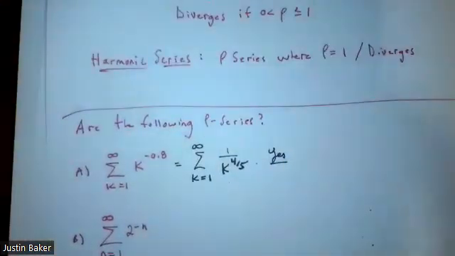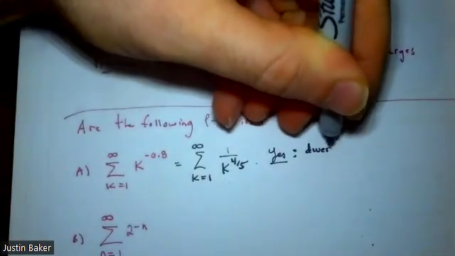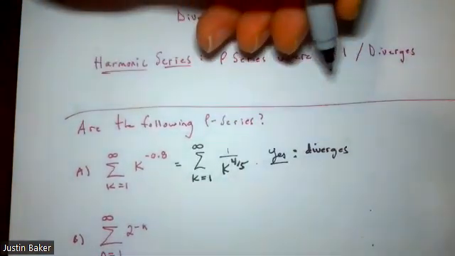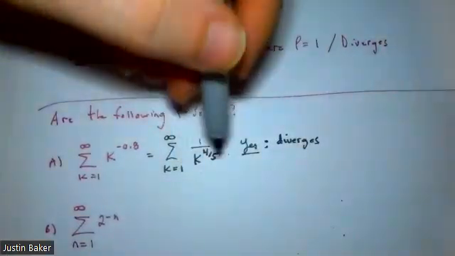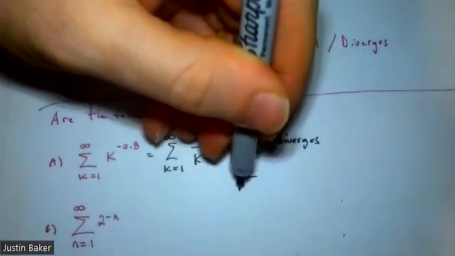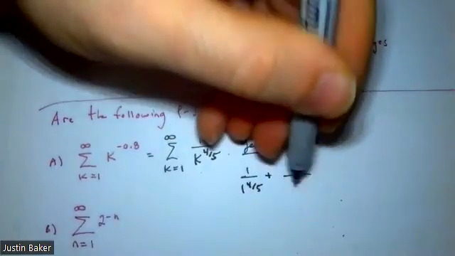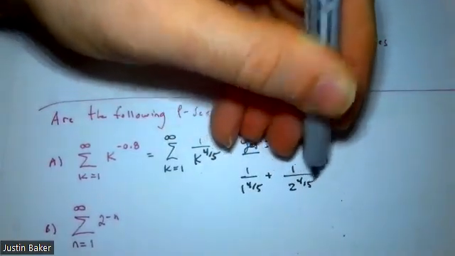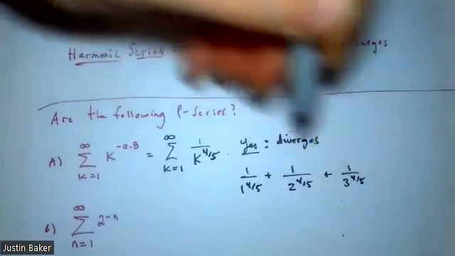Since we have 4/5 as a power, does it make sense to you to say that this would also be something that diverges? Now, let's try to prove that to yourself. Let's pick a few numbers and actually run this through and see what we get. If I plug in 1, this is 1 over 1 to the 4/5 plus 1 over 2 to the 4/5 plus 1 over 3 to the 4/5.